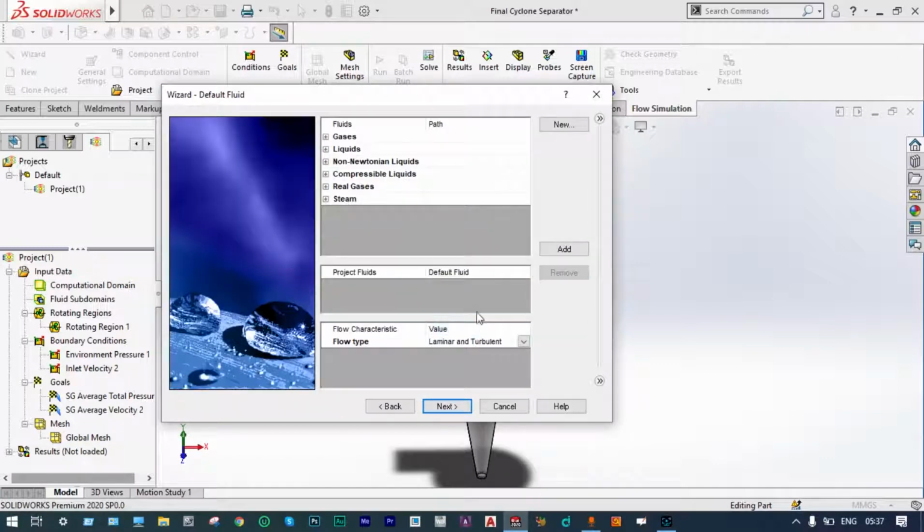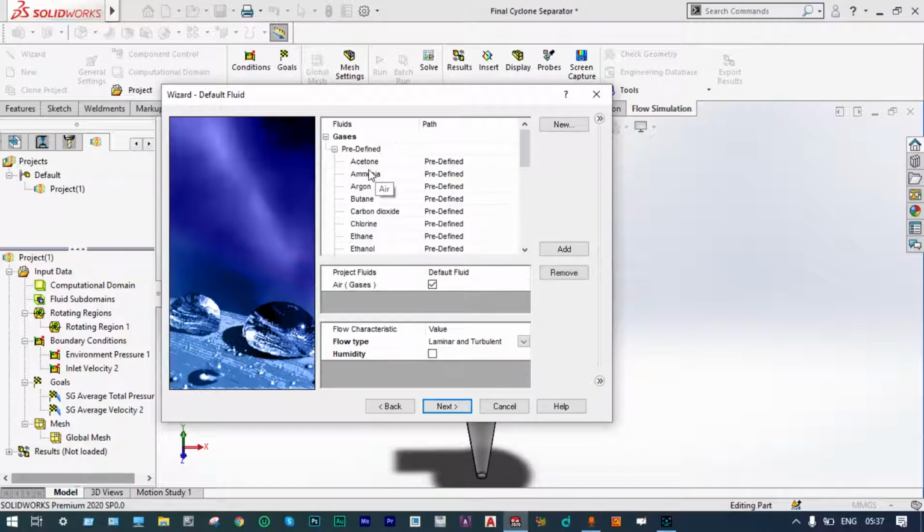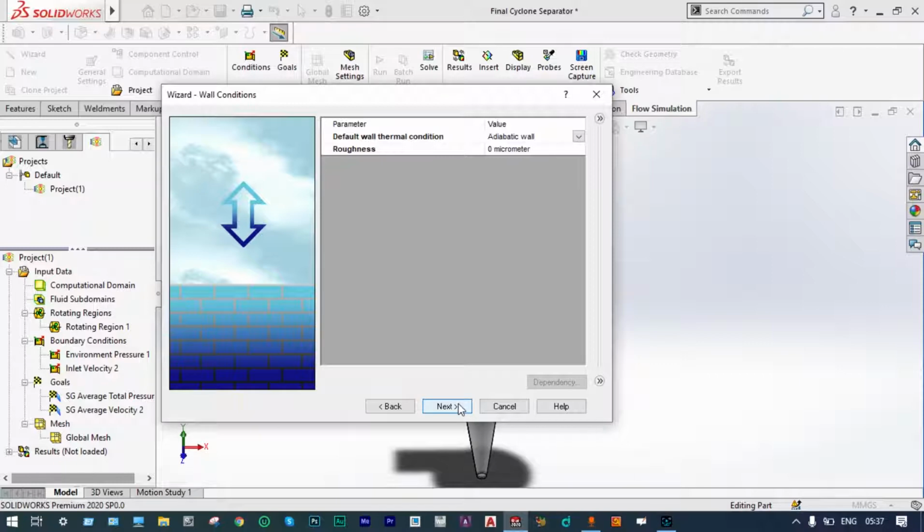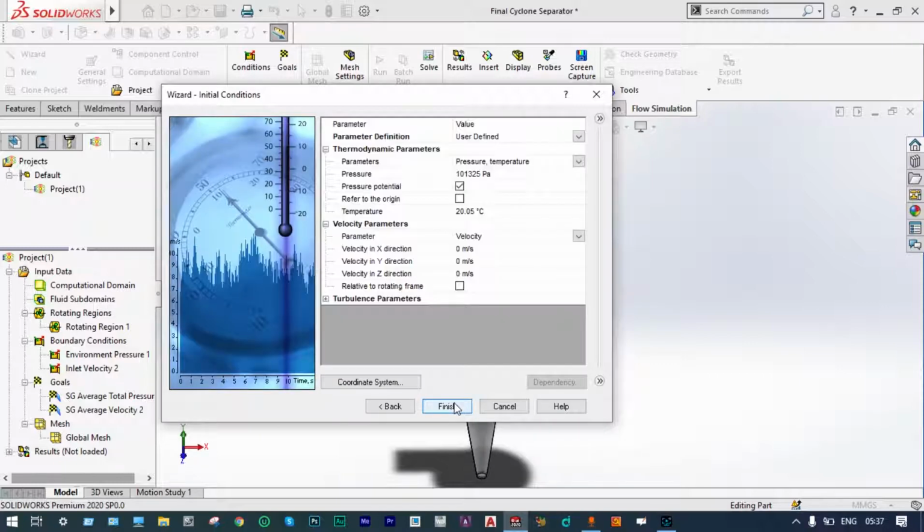Next, the gas will be air only. For the particle study, the material will be taken later on. Next, we consider the default wall thermal conditions and roughness values. Next, thermodynamic parameters: temperature will be 20 degrees Celsius and pressure will be 101.325 kilopascals. Let us finish this.